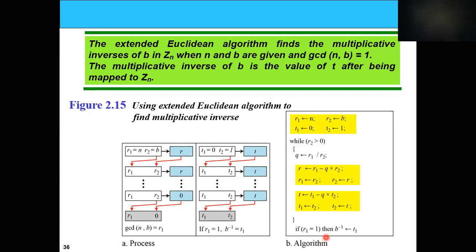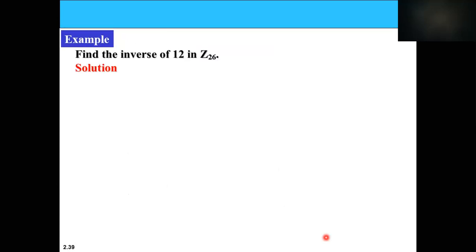This is the extended Euclidean algorithm. We have already discussed this in our previous class. I left it as an exercise for you; you have to take it as homework. This is one of the applications of the extended Euclidean algorithm: how you can use it to find the multiplicative inverse in modulo classes. These are some of the examples which we discussed in our previous class.